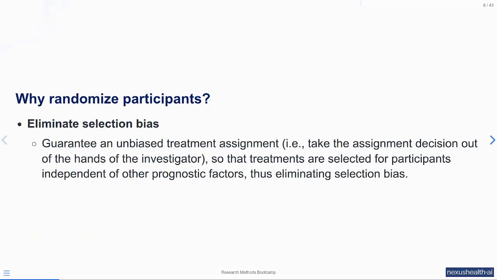So why do we randomize participants? One of the first or key reasons is to eliminate selection bias. And so randomization guarantees an unbiased treatment assignment by taking the assignment decision out of the hands of the investigator. Treatments are selected for participants independent of other prognostic factors, and by so doing, we eliminate selection bias.